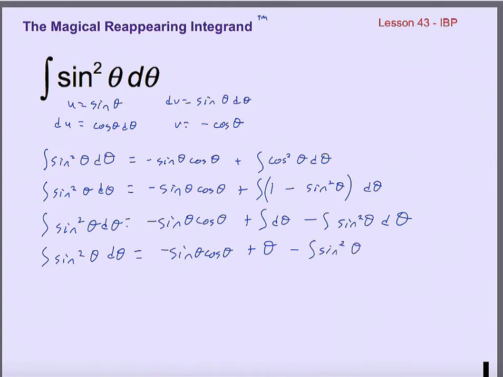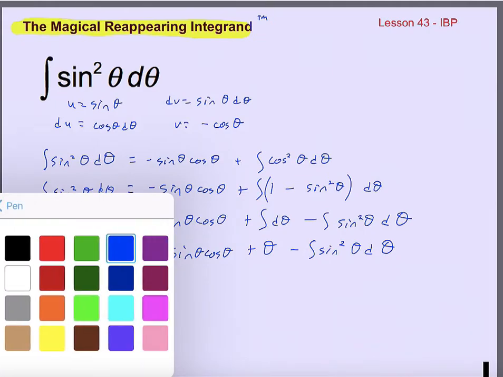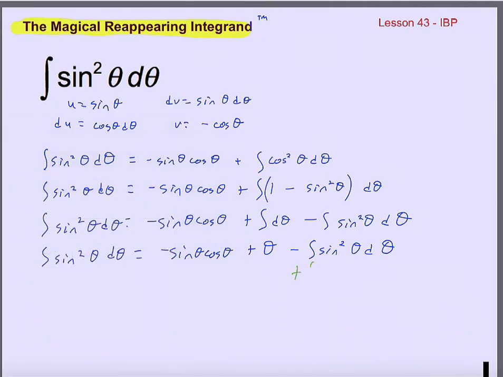But what to do with this minus sine squared, integral of sine squared of theta d theta? You might look back at the beginning and say, oh God, we're back where we started, so we have to do this all over again? And the answer is no, we're back where we started. This is why we call it the magical reappearing integrand. When we see the integrand appear again, as long as it's not also a simple positive integral of sine squared of theta d theta, as long as it's anything other than that, if we see that integral again, we can move it over to the other side. We can combine that with the integral of sine squared theta on the other side.